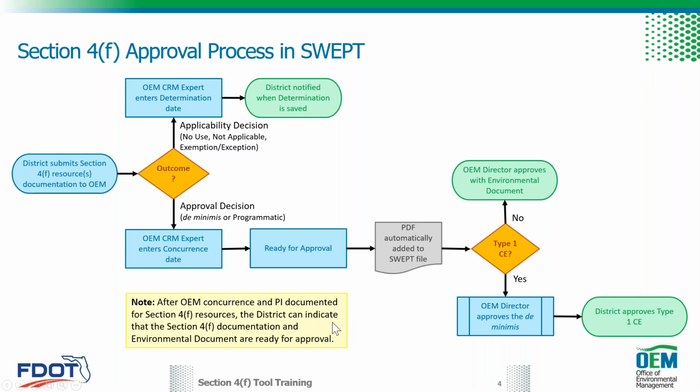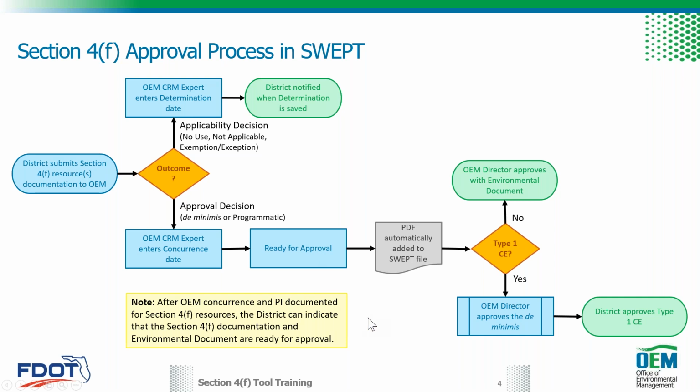ready for the approval, the PDF is automatically uploaded into SWEPT so that when you get to it, if it's a type 1, Jason, the OEM director, is going to approve the de minimis, and then the district is going to approve the type 1. If it's a type 2, the OEM director's approval of the environmental document also grants approval to your section 4F de minimis or programmatic. So that all happens at one time.